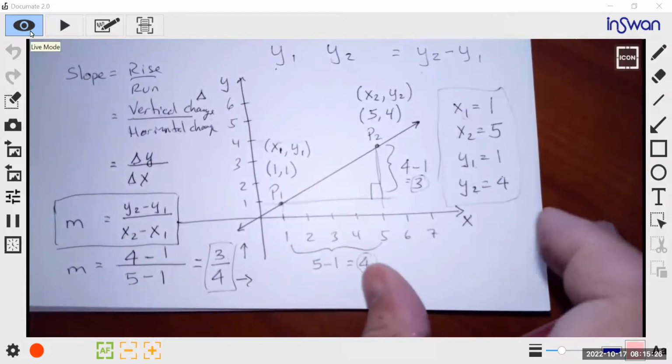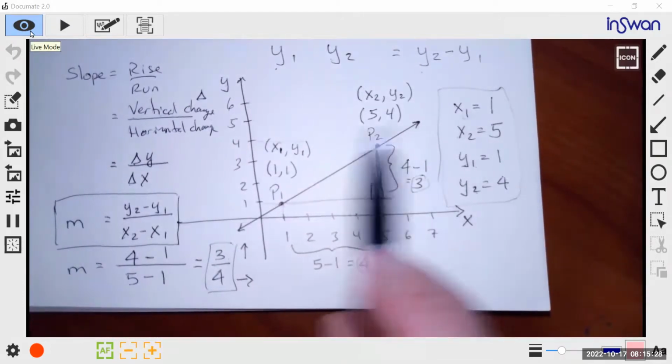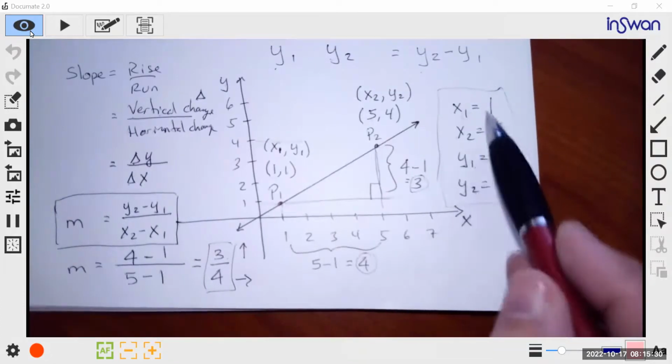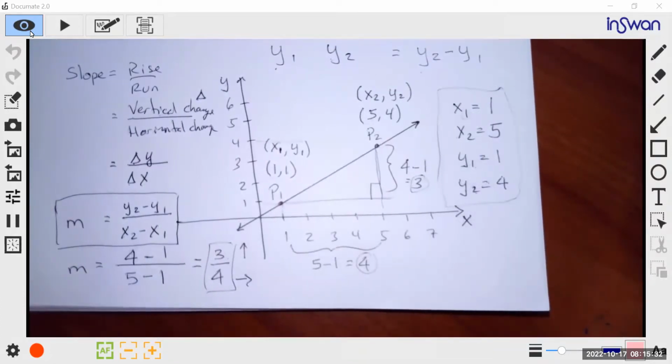All right, let's look at some more examples. So in other words, once we have 2 points defined, we label them, plug them in, and that tells us the slope.